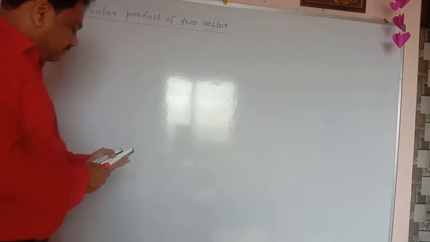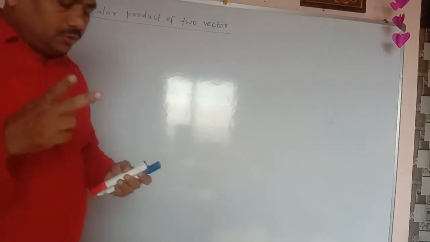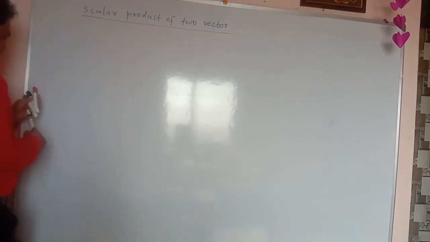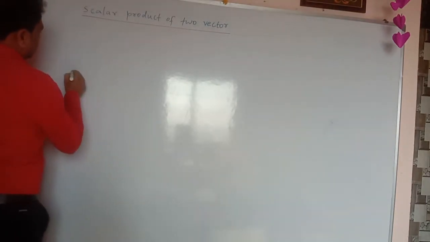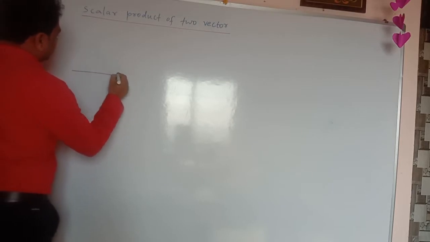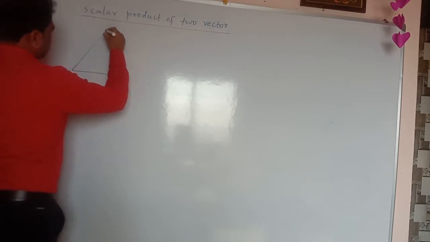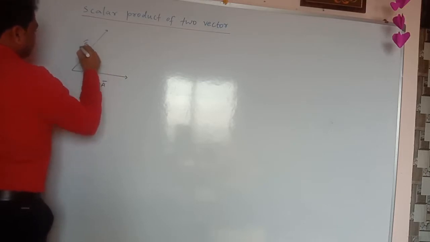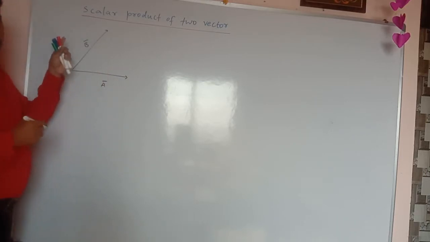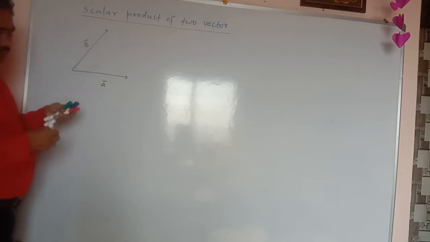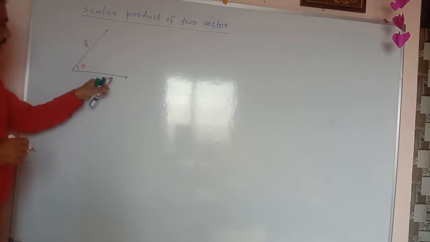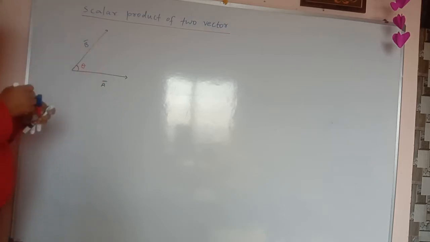For that purpose, we are considering two vectors. Suppose the two vectors are like this. This vector is vector A, the second one is vector B, and whatever the angle of inclination between these two vectors, that angle is theta. So theta is the angle between vector A and vector B.